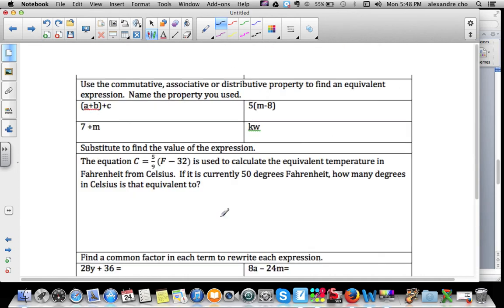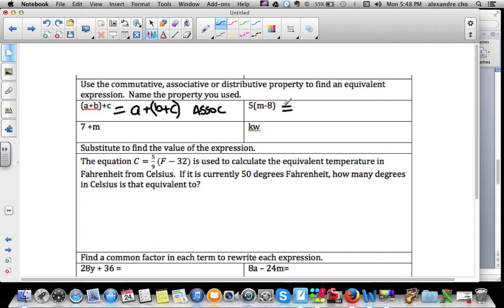Let's see. Use a commutative, associative, or distributive property to find the equivalent expression. Name the property used. Well, here, what's one thing? Can we change this to an equivalent expression? Here we can write A plus B plus C, and we're going to put parentheses here. We're going to group it differently. On the left side, A and B are added together first, and on the right side, B and C are added together first. And the name of the property is associative.